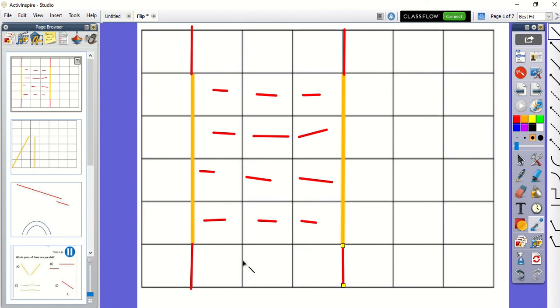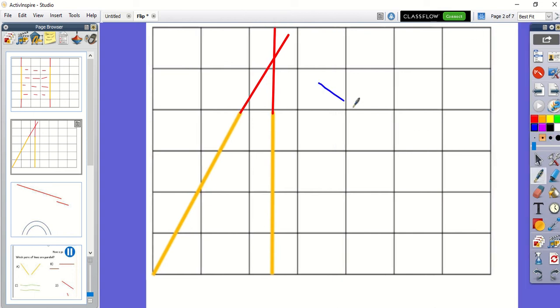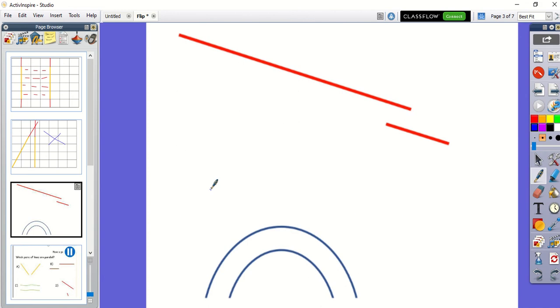Okay? Whereas with this one, these two lines, they aren't touching at the moment, but if I carried the line on, as you can see, they touch. So that means these are not parallel lines because they would end up touching if they were to carry on. Okay? So have a little think about these two sets of lines. Are either of these parallel?